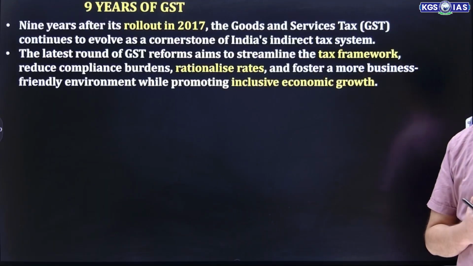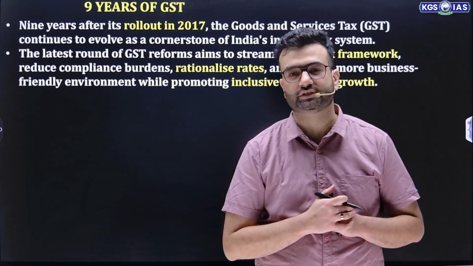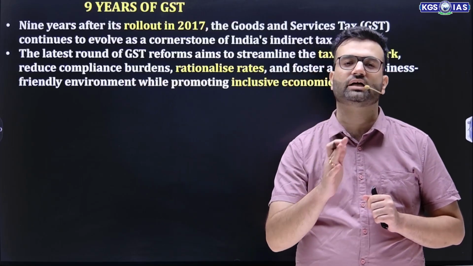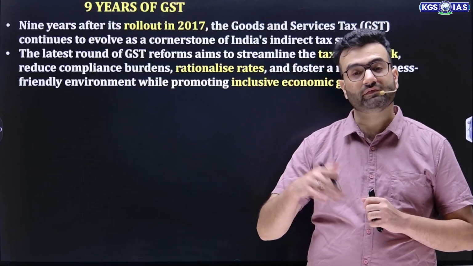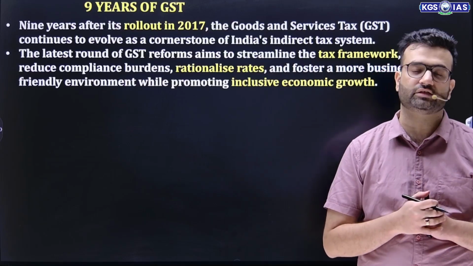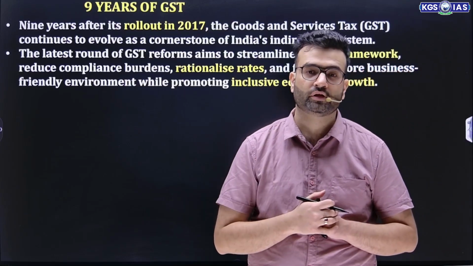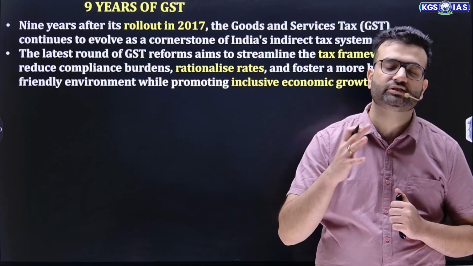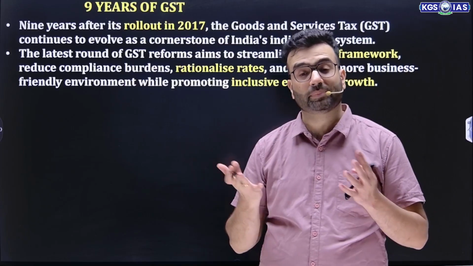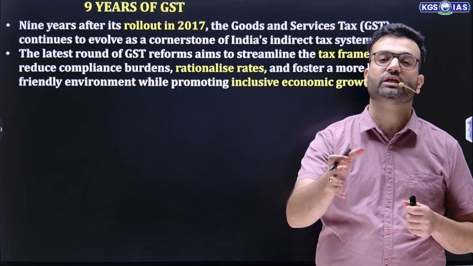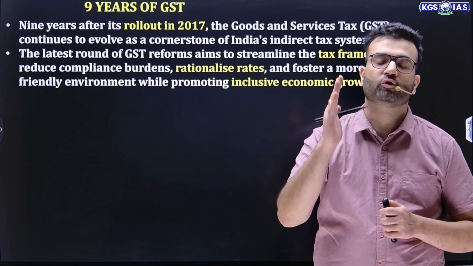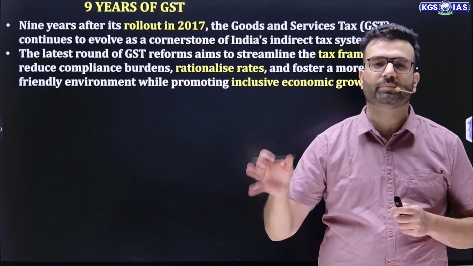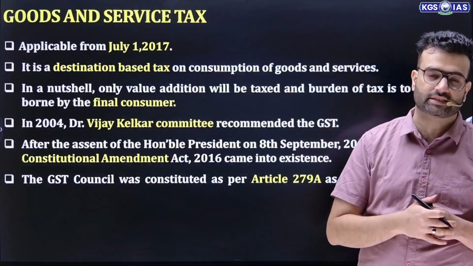First of all, 9 years of GST. When it was rolled out in 2017, the objective was very clear, to reduce the cascading effect of tax. But eventually, with time and with the latest round of GST reforms, the objectives are becoming clearer. First of all, we need to reduce the compliance burden. We also need to reduce the rates of GST, and we should make GST more tax compliance friendly, as well as promote ease of doing business, with the clear-cut objective to promote inclusive economic growth. But before knowing more about what all happened in these 9 years, let's start first with the basics.